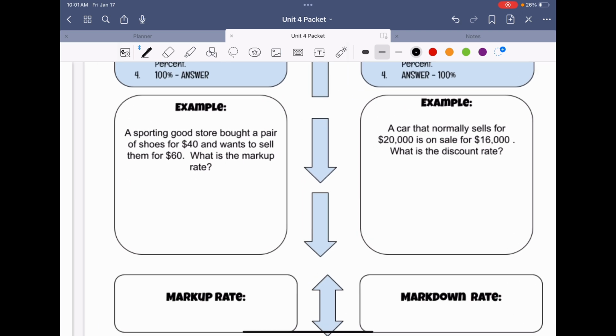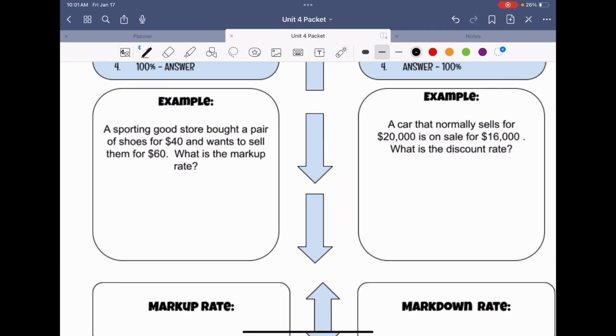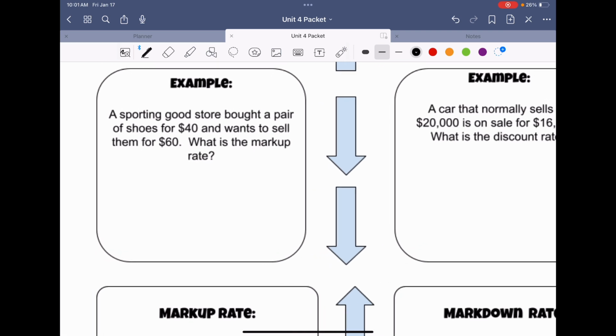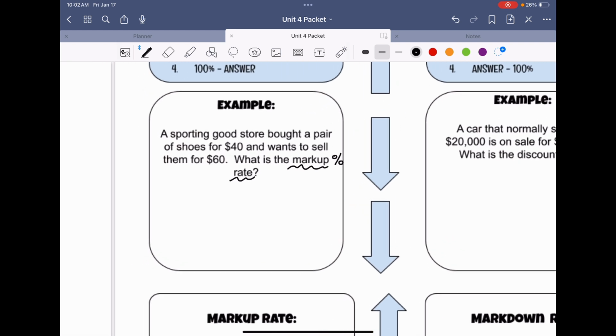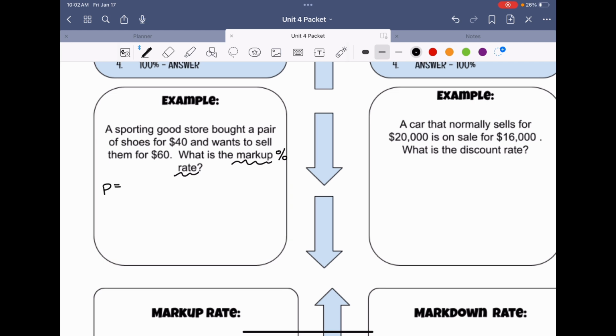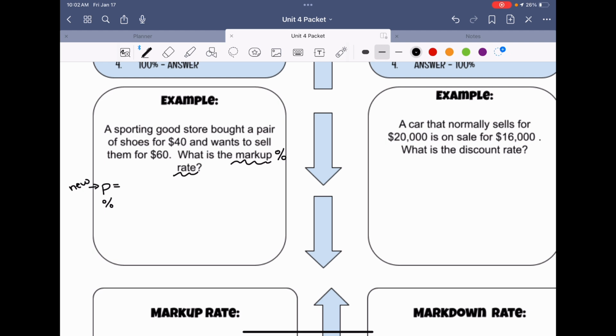So let's go ahead into our example. A sporting goods store bought a pair of shoes for $40. It wants to sell them for $60. What is the markup rate? So the fact that it's asking you for a markup rate, you should know that that is a percent value because they didn't give you a percent in the problem. Remember, part is the new amount. Whole is the original amount.